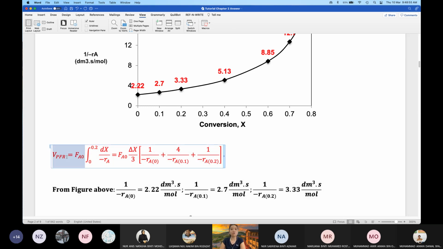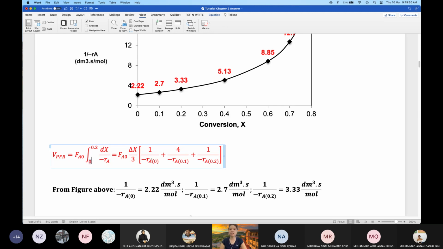Volume PFR equals to FA0, that's the equation, integrating from 0 to 0.2. Kenapa? One single PFR, they are converting from 0 to 20%, 0.2. Sebab tu jadi 0 to 0.2 dx per minus RA. So then you remember this part, we have to solve in the form of Simpson 1/3 rule. So it becomes FA0 delta X per 3 in bracket 3 points.